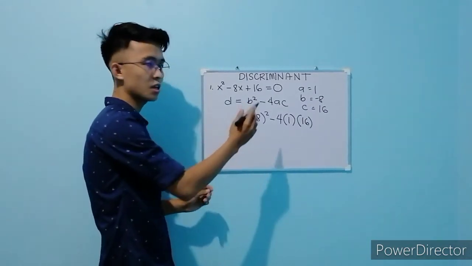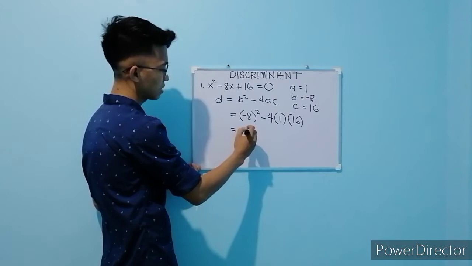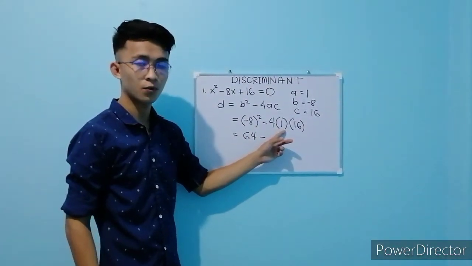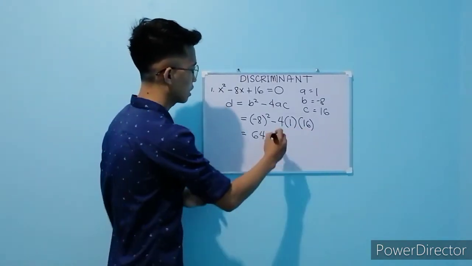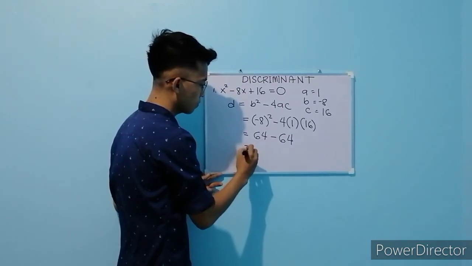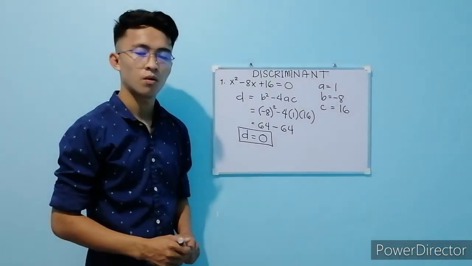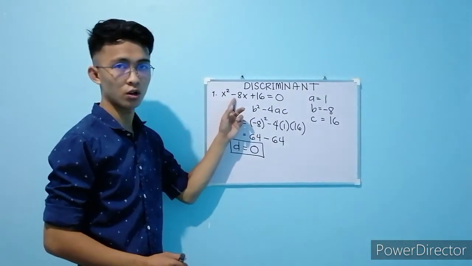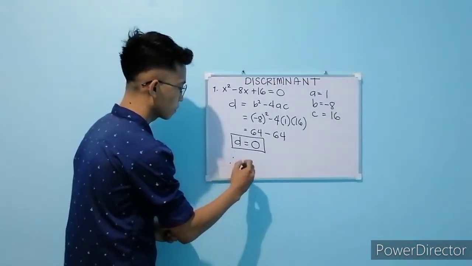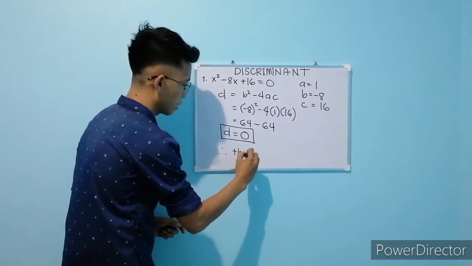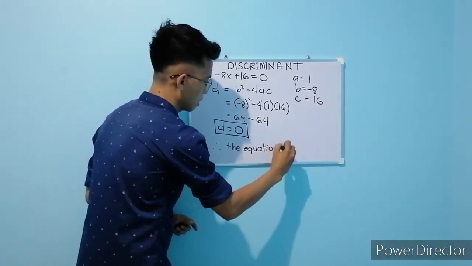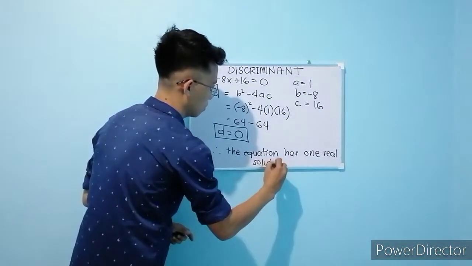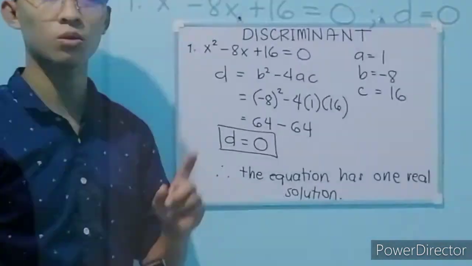Simplify. Negative 8 times negative 8, both negatives, becomes positive, so it is 64 minus 4 times 1, that is 4, multiplied by 16, that is 64. 64 minus 64 is totally 0. From the value of the discriminant, we can conclude that this quadratic equation has one real solution. It means that we can get one real solution.